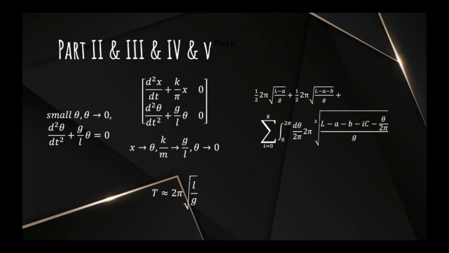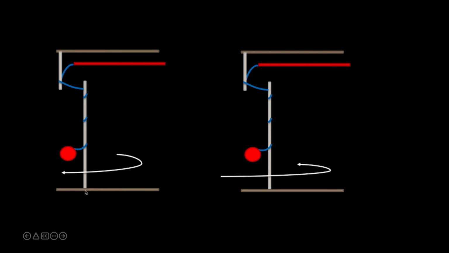Period of part 2. As you can see, we can describe the period with the formula: 1 second times 2 pi times the square root of (L minus A) over g, plus 1 second times 2 pi times the square root of (L minus A minus B) over g, plus sigma i from 0 to k minus 1 of the integral from 0 to 2 pi of d theta over 2 pi times 2 pi times the square root of (L minus A minus B minus i times C minus theta times C over 2 pi) over g, while k is the number of turns of this part, and A is this part, B is this part, C is this part.